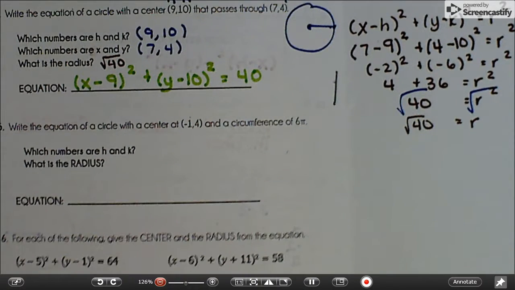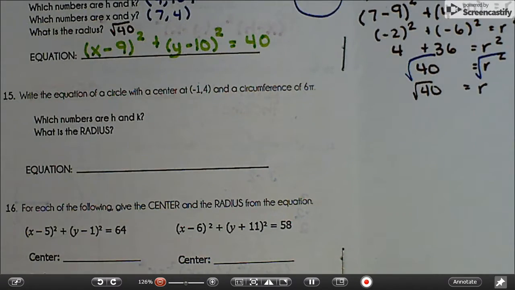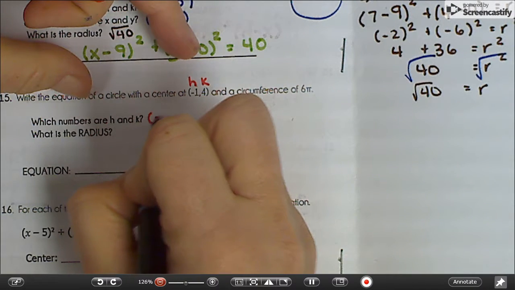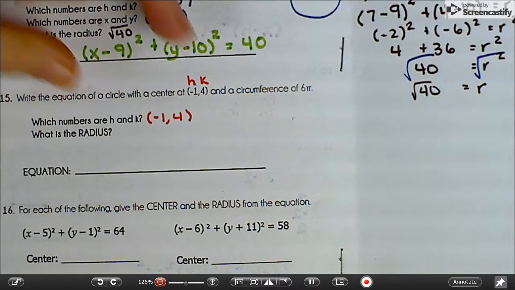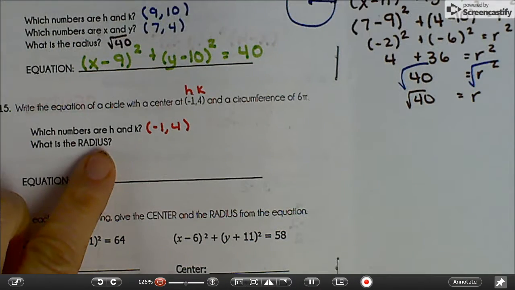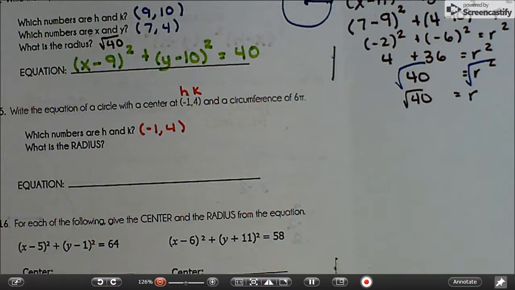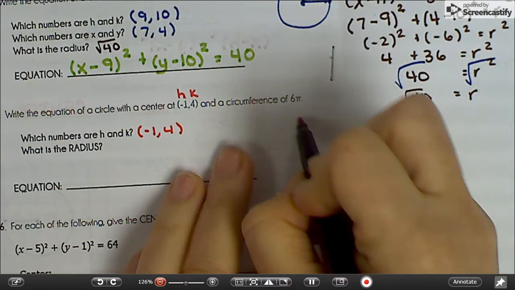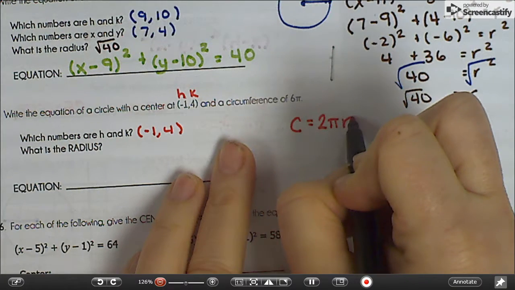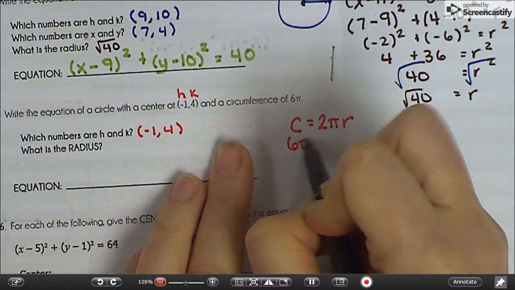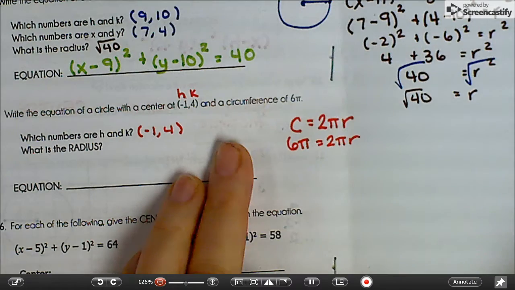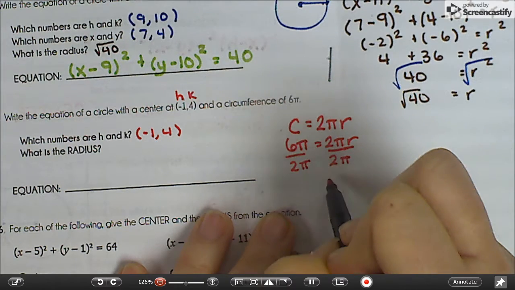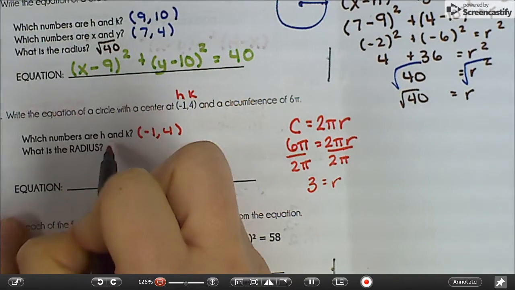All right, let's look at the next one. Write the equation of a circle with a center, so there's h and k, of (-1, 4), and a circumference of 6π. And we need the radius. How do we use the circumference to find the radius? Well, what's the circumference formula? 2πr. And we know the circumference. And now we can solve for the radius. So 3 is the radius.